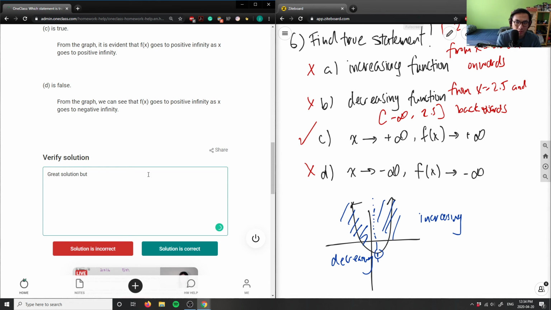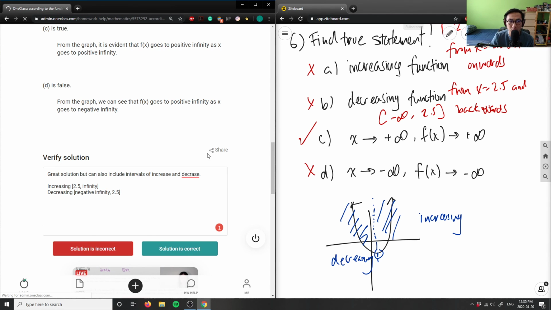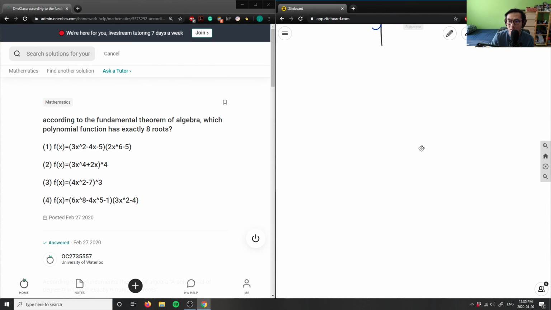Great solution, but it can also include intervals of increase and decrease. And then you can say, I said that increasing here is from 2.5 to infinity, and decreasing is from negative infinity to 2.5. There we go. So the solution here is correct. So I guess that was 7. I'm hoping I picked 11 questions. I think I picked 11 questions today. So 7 was the exact same thing as 6.